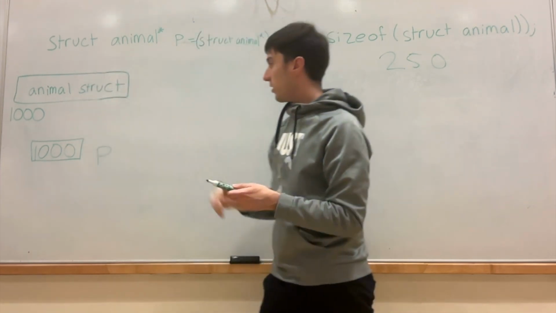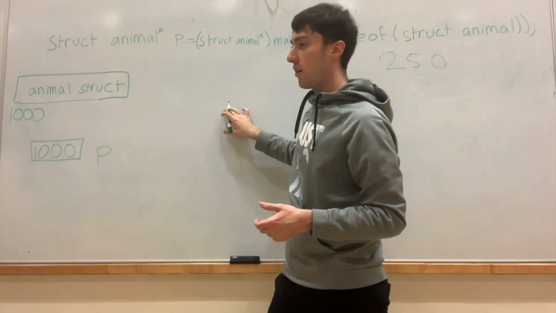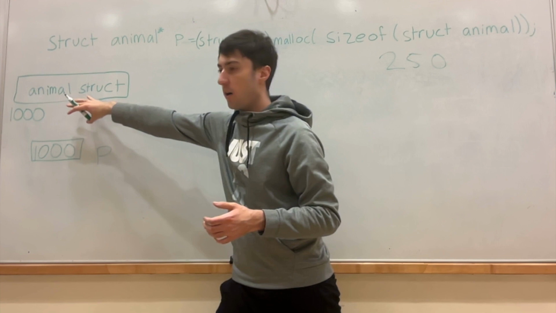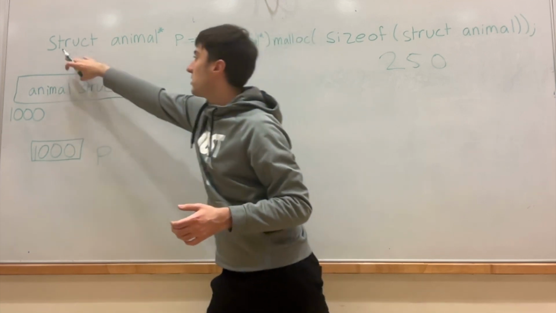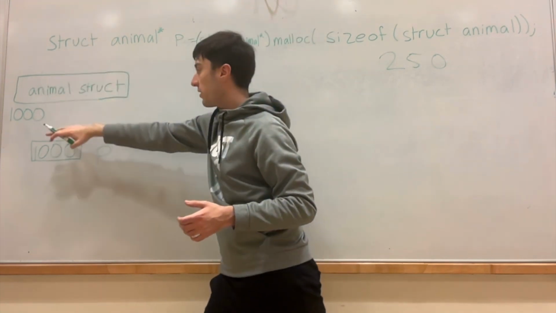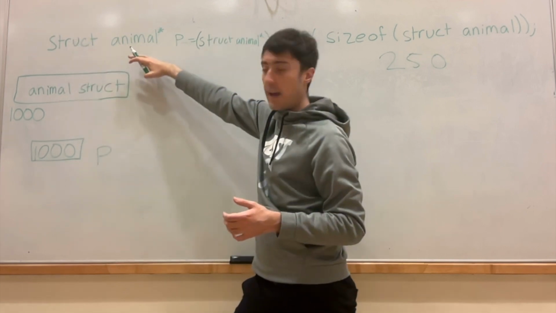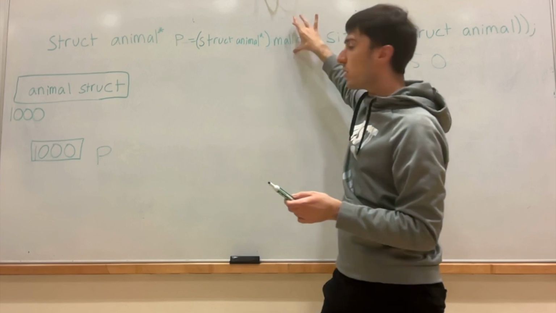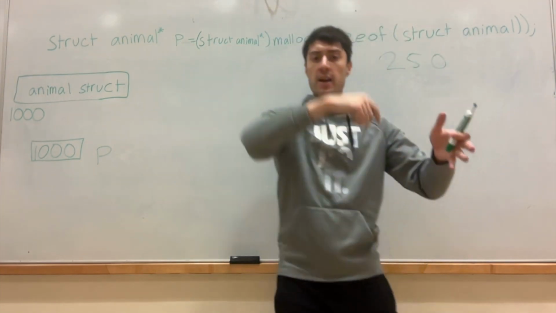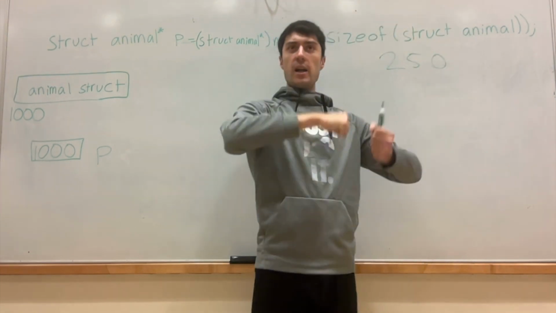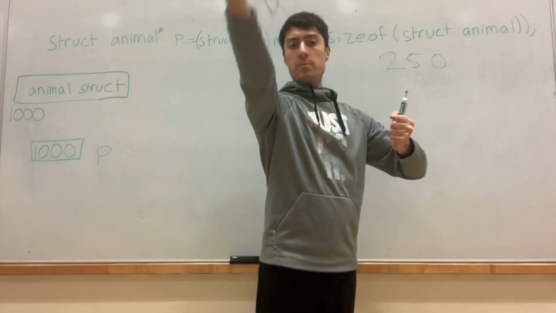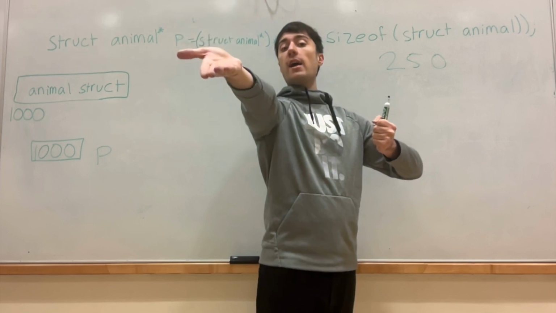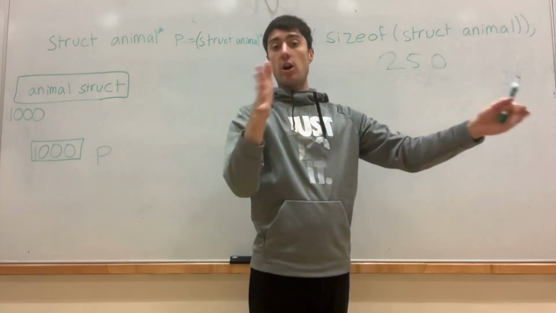Normally you have something like int star, which holds the address of where an int is. But in this case, what lives at the address is a struct animal. So the malloc function allocates the memory, and once it has allocated it, its return value is going to be the address at which it allocated this block of memory.